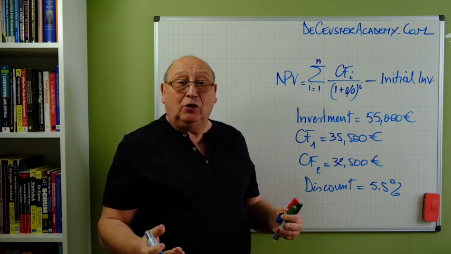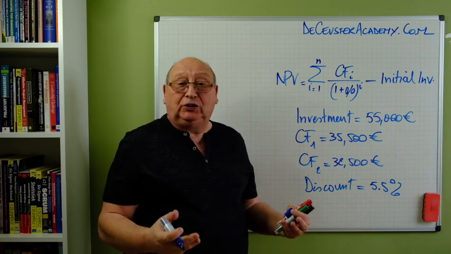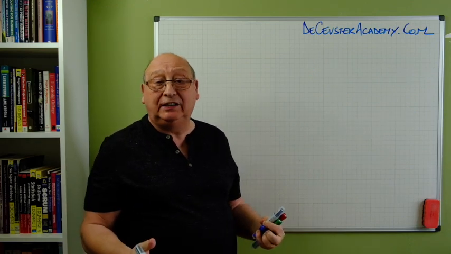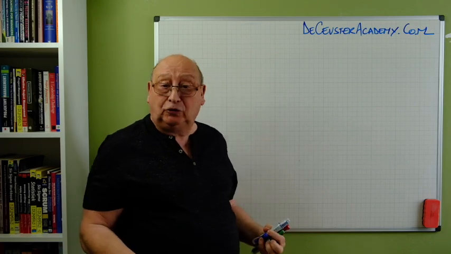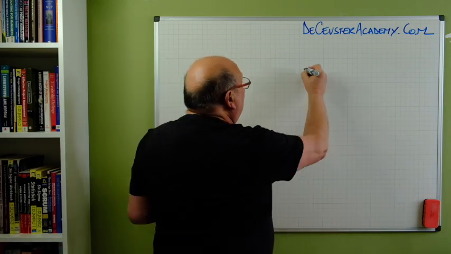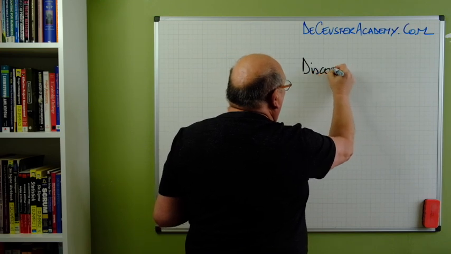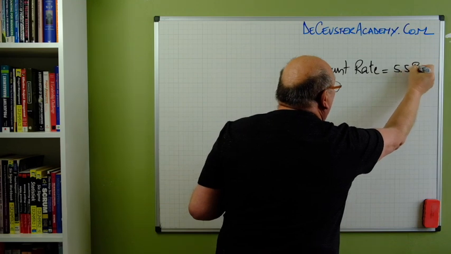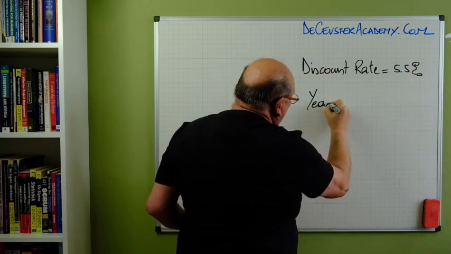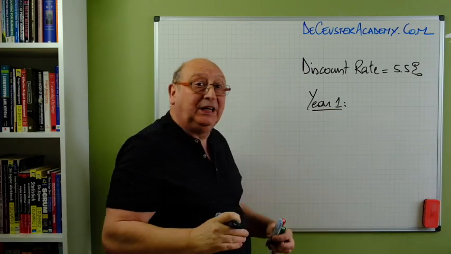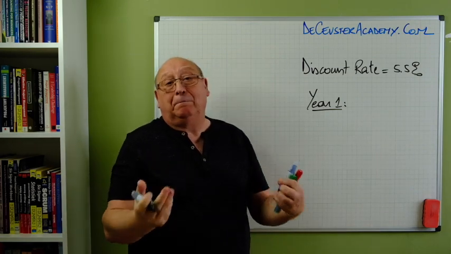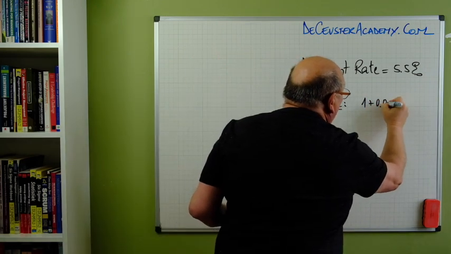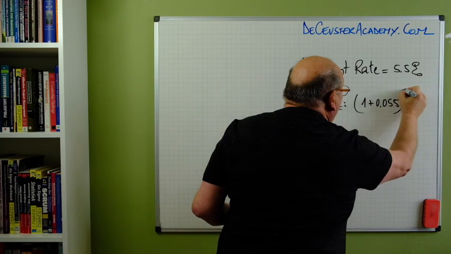And at the end of this video I will recapitulate all the different calculations we did. The first thing we are going to do here is calculate the discount factor. We look at a discount rate equal to 5.5%. For year 1, we know that when we calculate the compound interest formula, we have 1 plus 0.055 to the power 1.